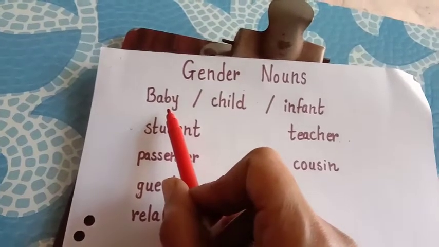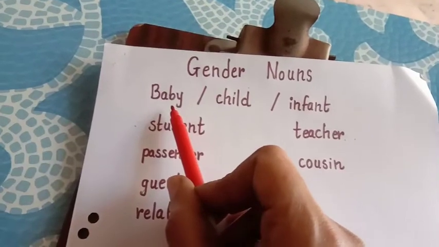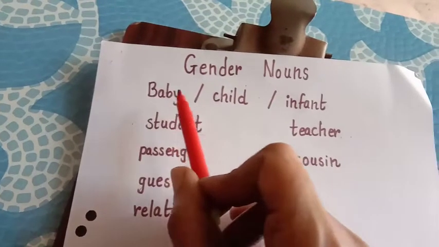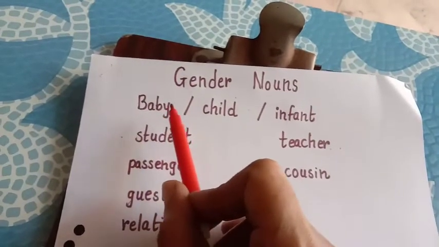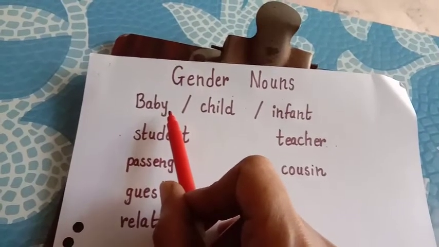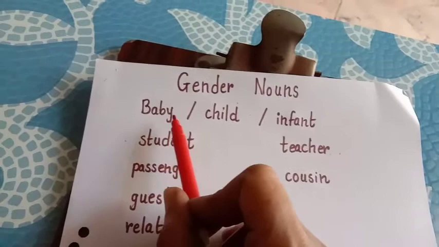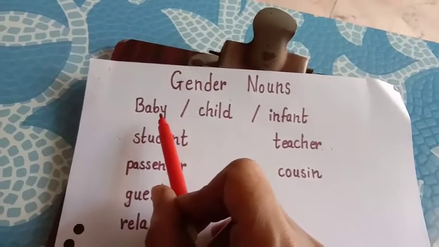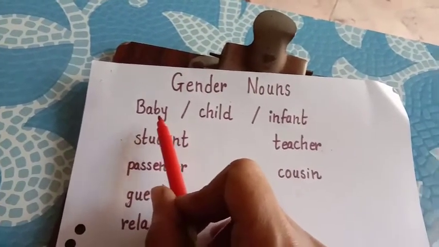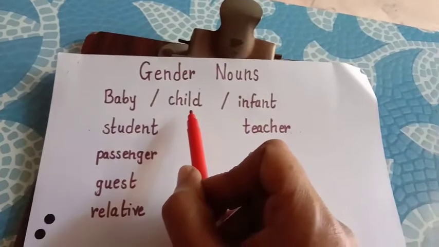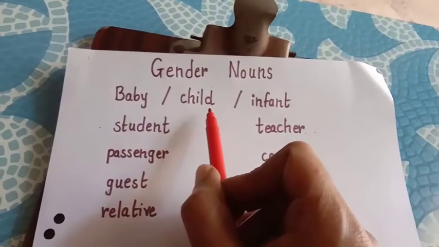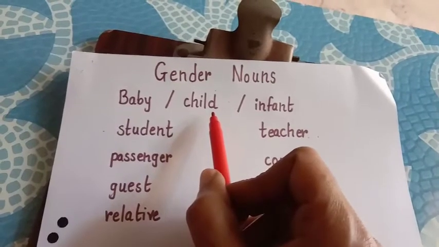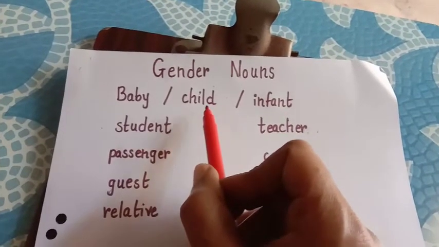Actually, it is incorrect. There is no word called as Baba. It is only baby. We have to specify whether it is a baby boy or a baby girl. Both the boy as well as the girl are known as baby. Similarly goes with child. If it is a girl child, we specify. If it is a boy child, we have to specify. Otherwise, both boys and the girls are known as child.